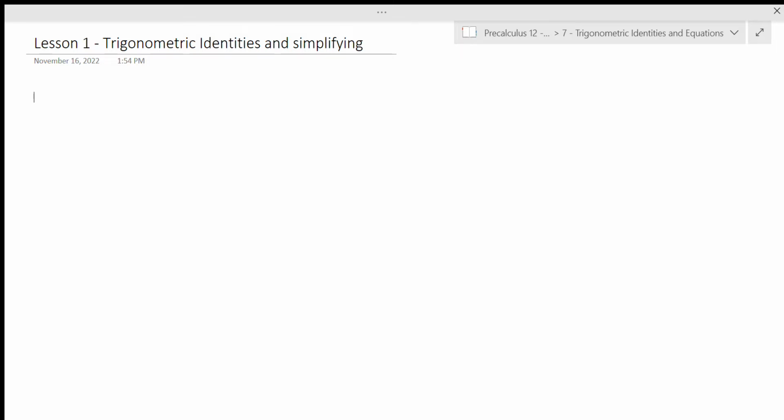In this lesson, we will derive a few trigonometric identities that we can use and then use them to simplify some expressions that may involve some trigonometry. So essentially what we're doing is we're trying to write things in the simplest way we possibly can. So let's recall from the last unit.